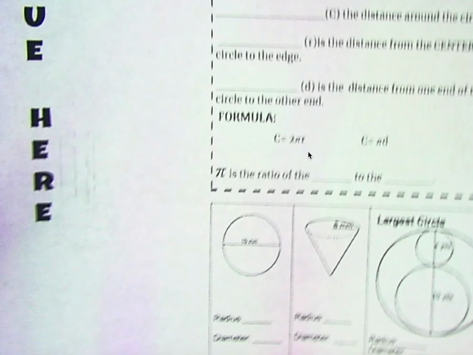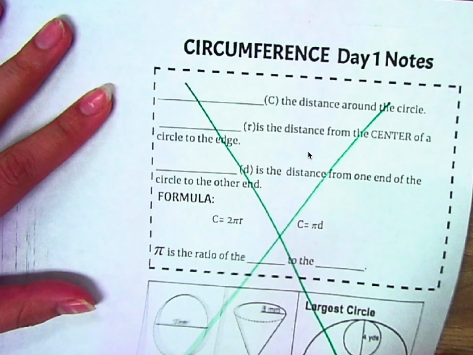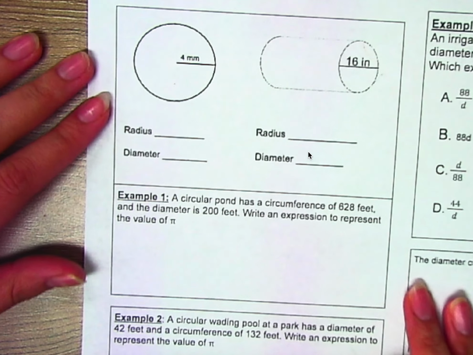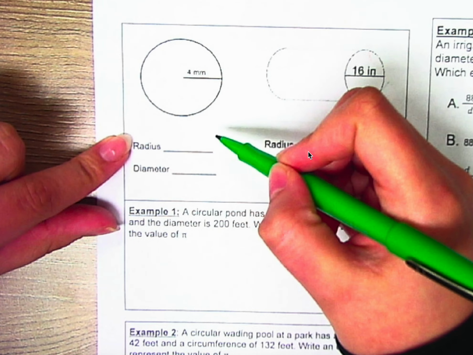A refresher, you picked up a notes page, but we are not going to do the front. So I just want you to put an X on the front. Okay. We are going to do the back. So it's just a refresher on radius and diameter.